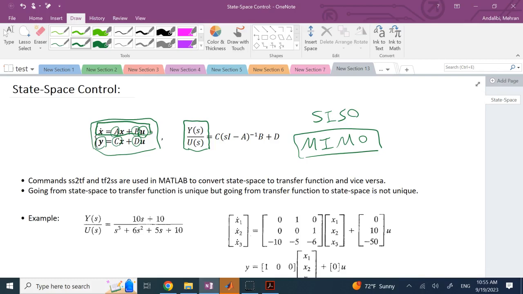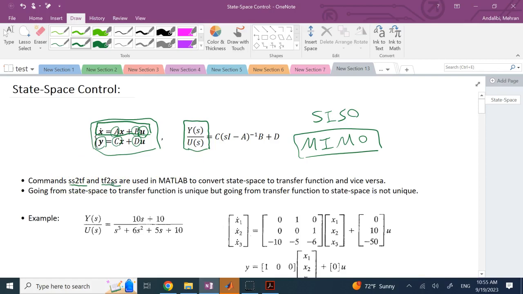Now, if you want to go from a transfer function to state space or vice versa, in MATLAB there are two commands, SS2TF and TF2SS. So state space to transfer function, and the other one, which you can use.